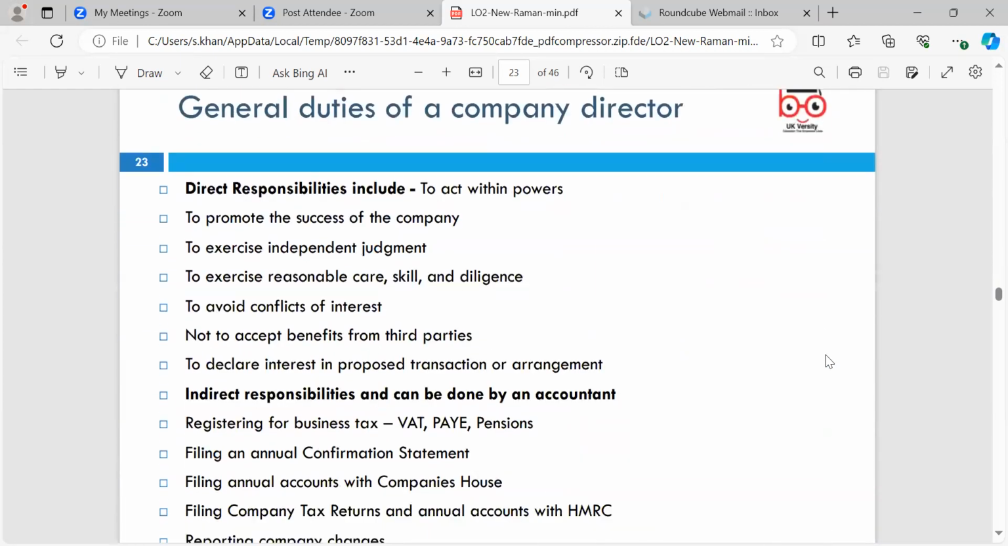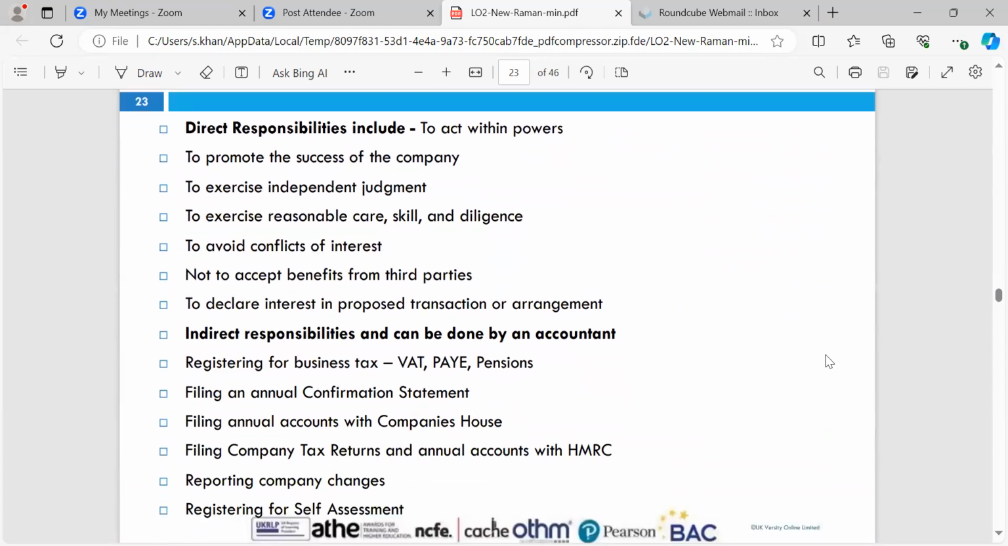General duties of a director, firstly, is to promote the success of the company, to exercise independent judgment, to exercise reasonable care, skill and diligence, to avoid conflicts of interest, not to accept benefits from third parties, to declare interest in proposed transaction or arrangement.